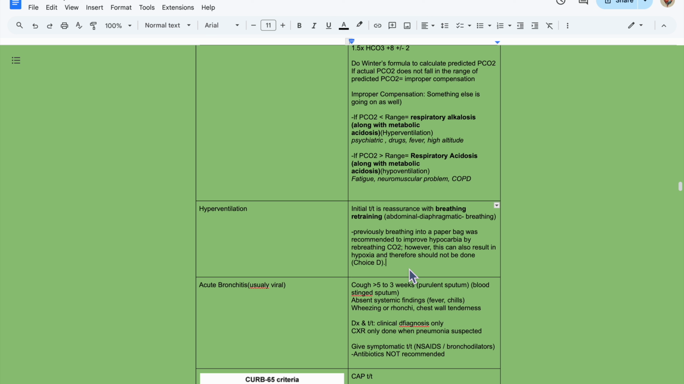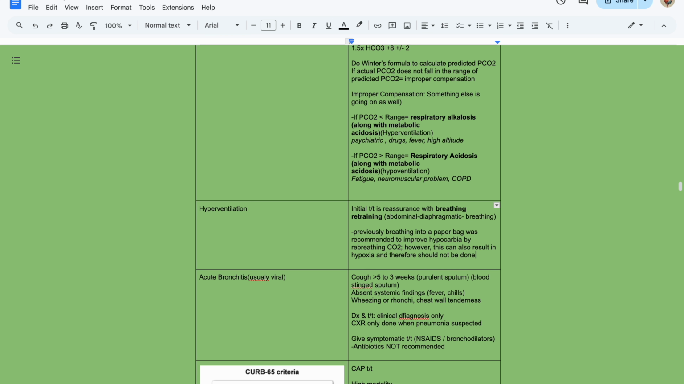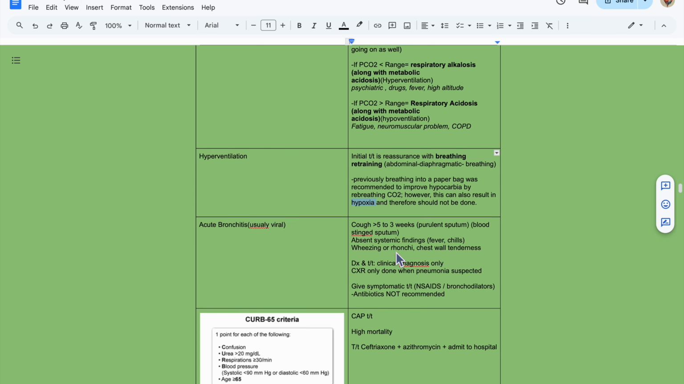Okay. So this is important as well. Breathing retraining means that you breathe from the abdomen while keeping the chest still. Okay, so abdominal diaphragmatic breathing while keeping the chest still. That's how you tell them to breathe. And you don't ask them to breathe into a paper bag because that can result in hypoxia. Okay.